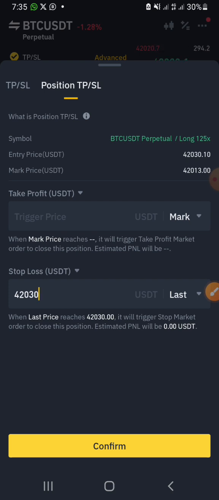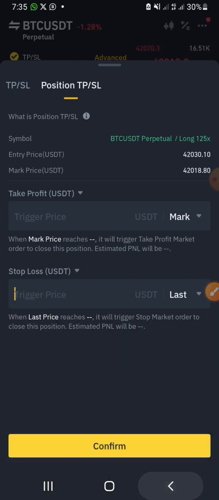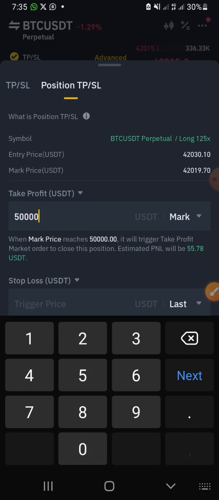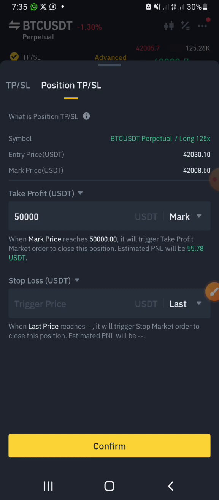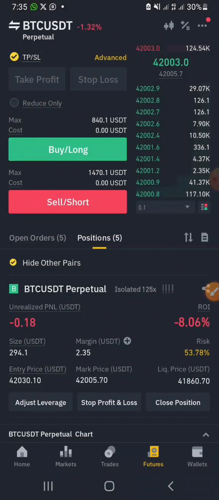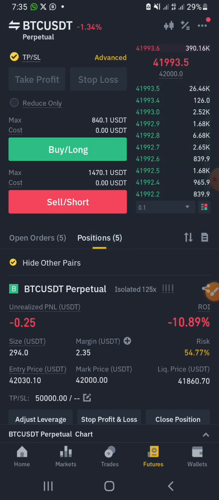But for instance, I feel that this trade is going to go well, this trade has been going well, and currently it's getting to your take profit, and you want to extend your take profit to maybe $50,000. What will you do? Once you click on it, then you click on confirm. Then automatically your take profit has been set to $50,000.